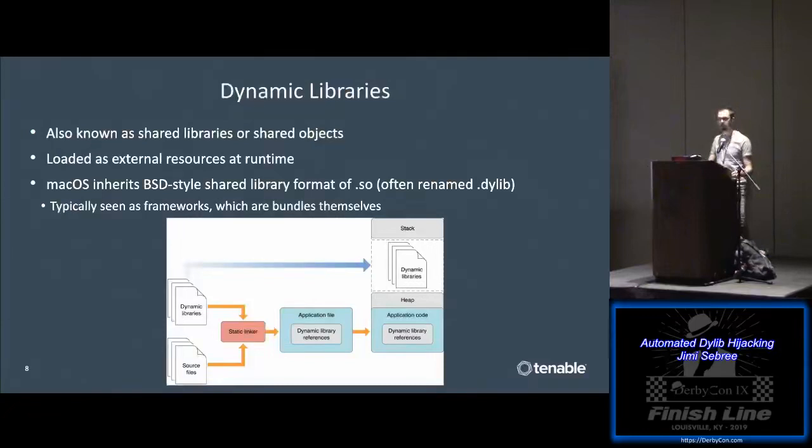Dynamic libraries, for those that are aware, are also known as shared libraries or shared objects. All they are is external resources that are loaded at runtime. Nothing else fancy. macOS inherits the BSD style format. You'll typically see these implemented as frameworks, which are themselves special bundles that the operating system knows to traverse, understanding that special structure and loading things properly.